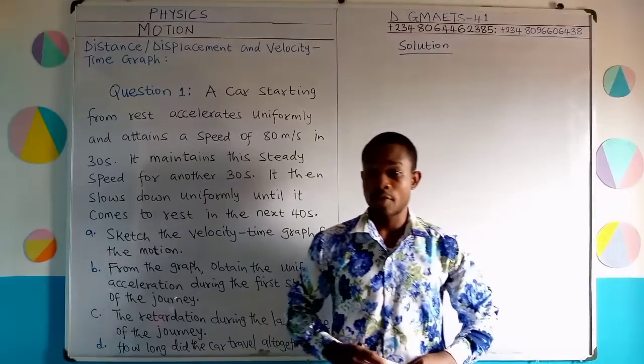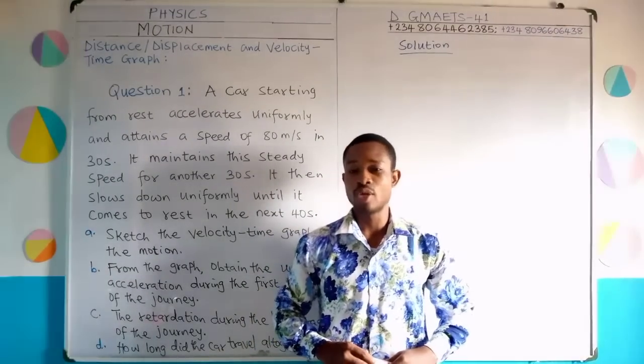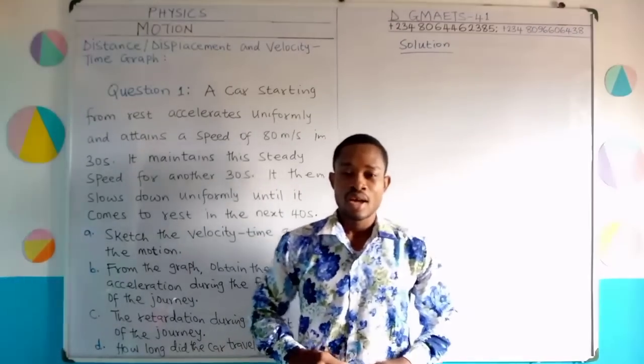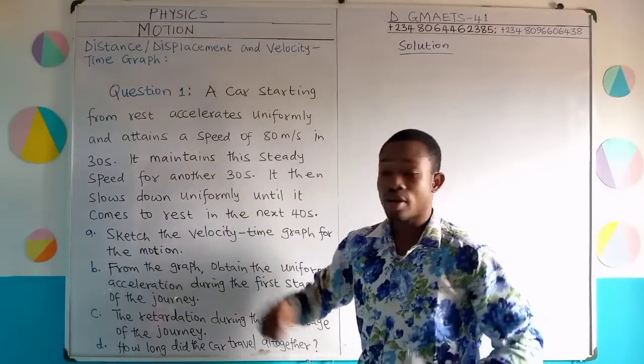How can we solve problems involving velocity time graph? On the board here, I've got this question we're going to solve.